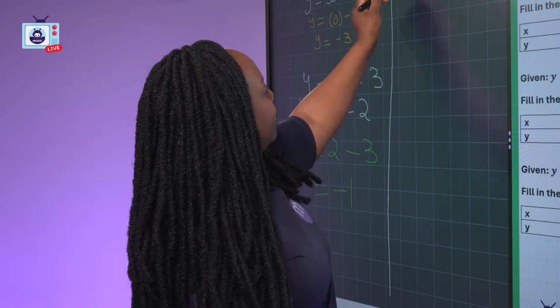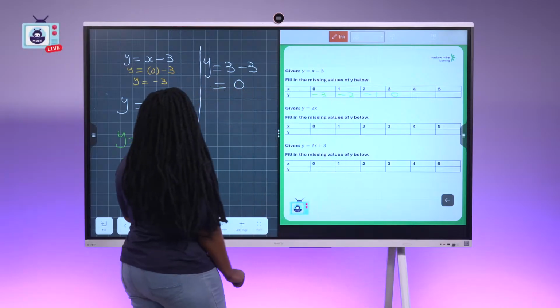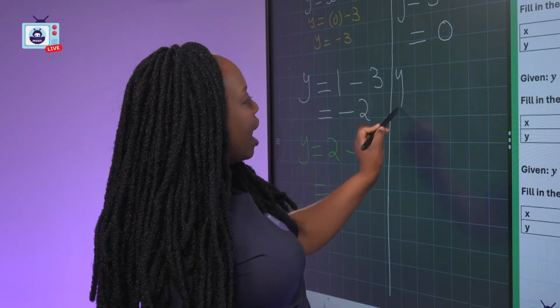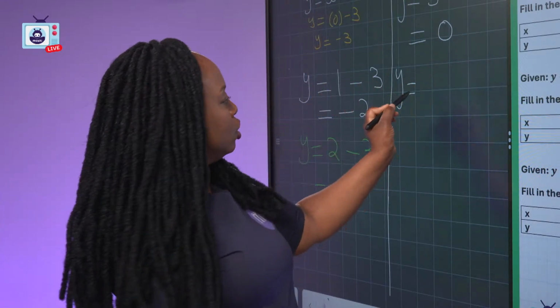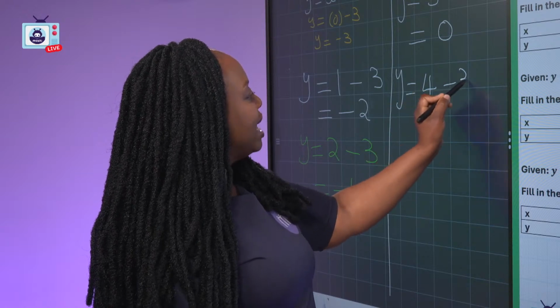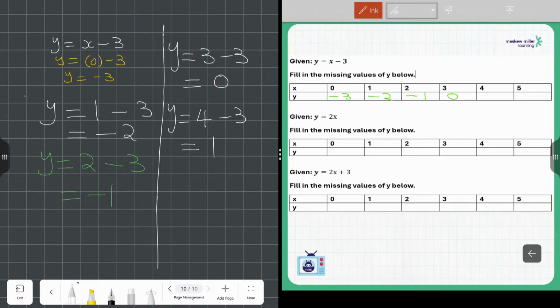We have y equals. Instead of x, we're going to put a 3, and then we subtract the 3. That will give us 0. So that means where x is 3, y is 0. That's what it means. Then we have the other one, it's y equals. Instead of x, we're going to put 4. So y equals 4 minus 3. That gives us a positive 1. So we're going to write there we'll have 1.